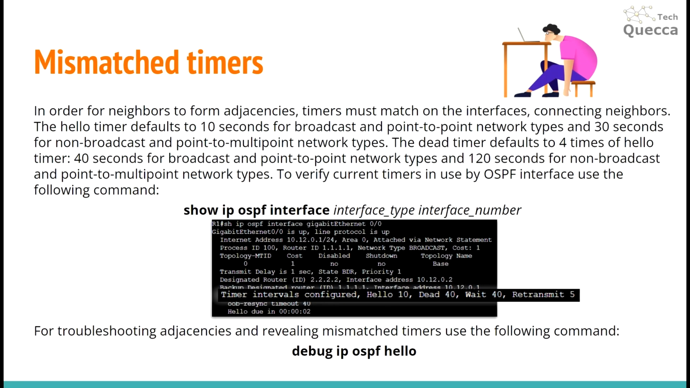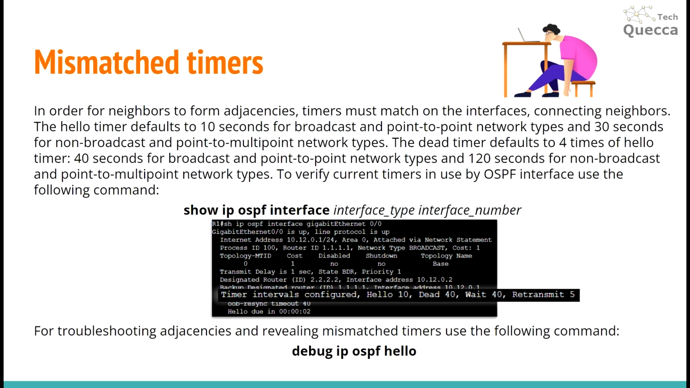So next issue which might happen is mismatched timers. In order for neighbors to form adjacency, timers must match on the interfaces connecting neighbors. By default, hello timer is 10 seconds for broadcast and point-to-point network types and 30 seconds for non-broadcast and point-to-multipoint network types. And dead timer defaults to 4 times hello timer. For example, 40 seconds for broadcast and point-to-point network types and 120 seconds for non-broadcast and point-to-multipoint network types.